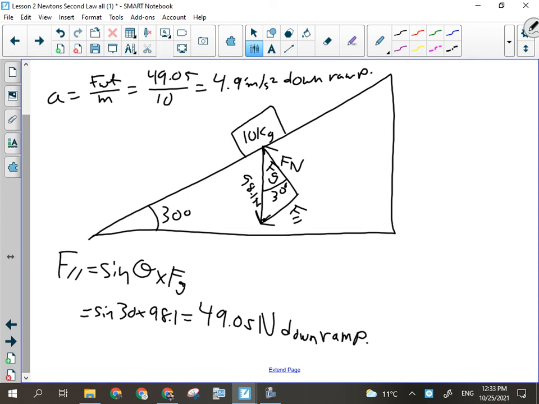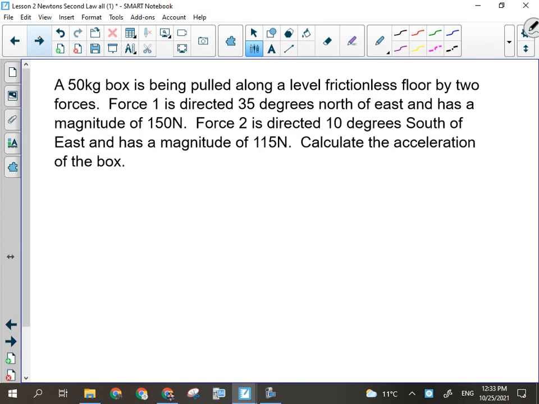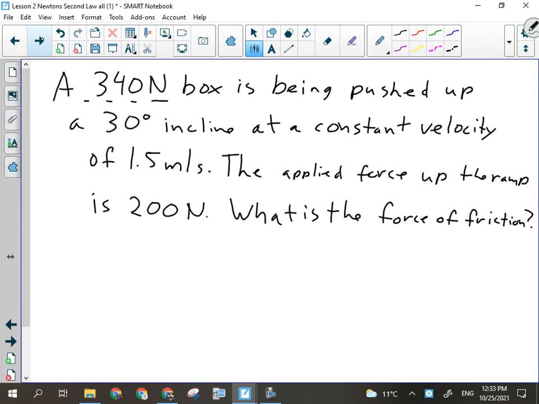Okay? All right, now I'm going to give you one that's an inclined plane, but it's got other forces. Okay? These forces are still here, but it's going to have other forces. Not that bad. Okay, this one. I have a 340 Newton box. What did I just give you there? Nope. It's a force. Which force? That's its weight. What force is weight?